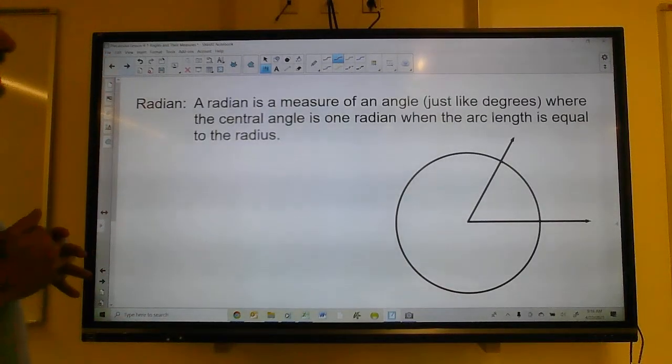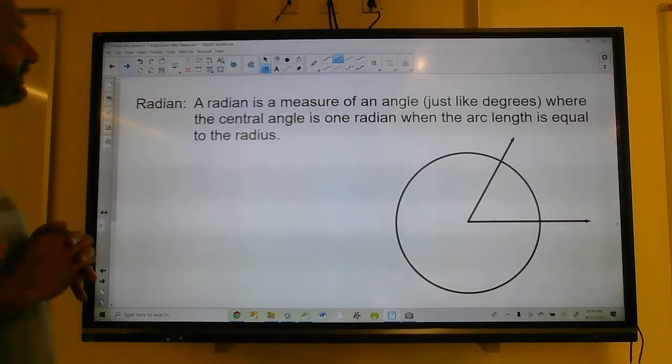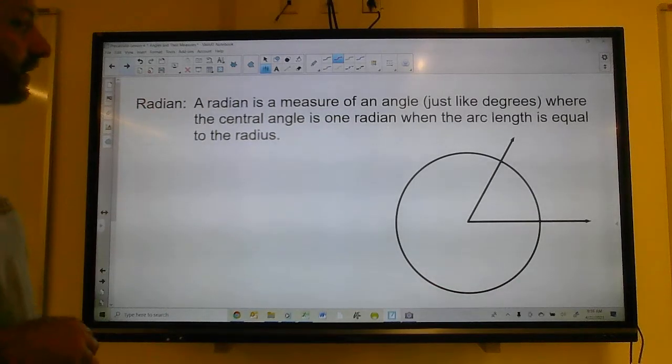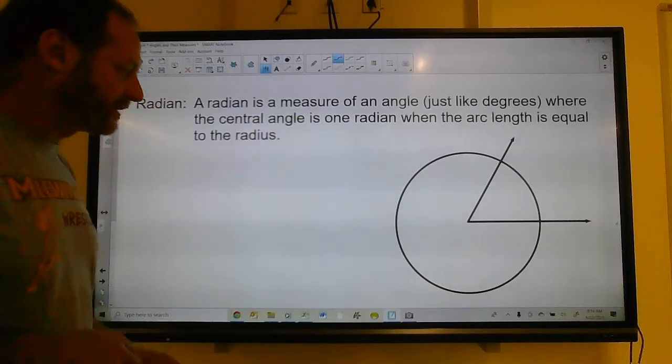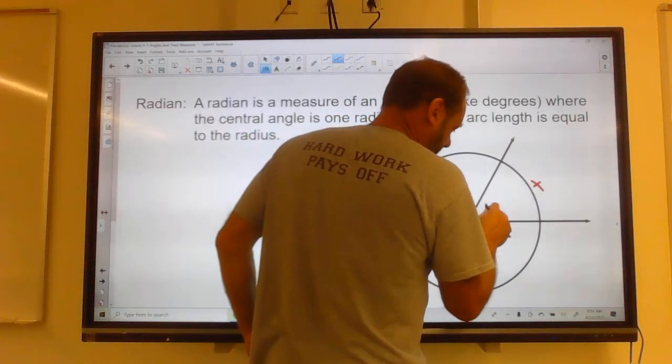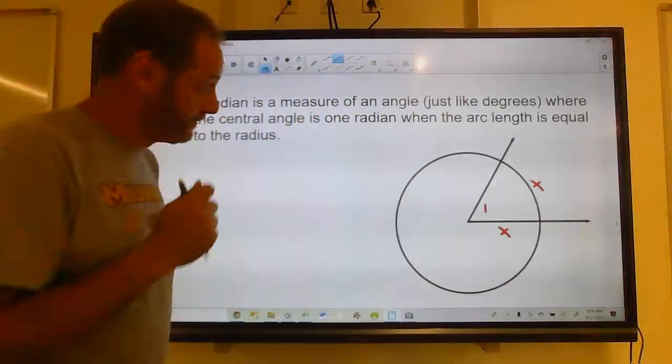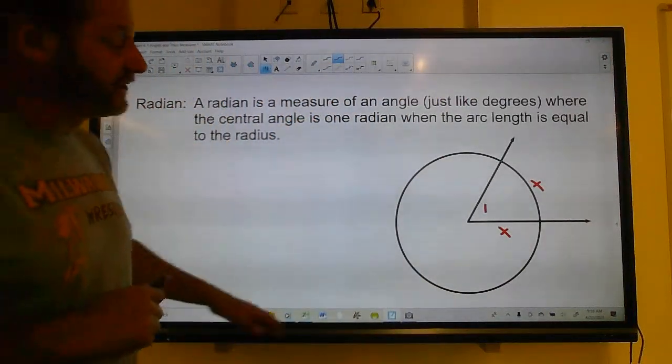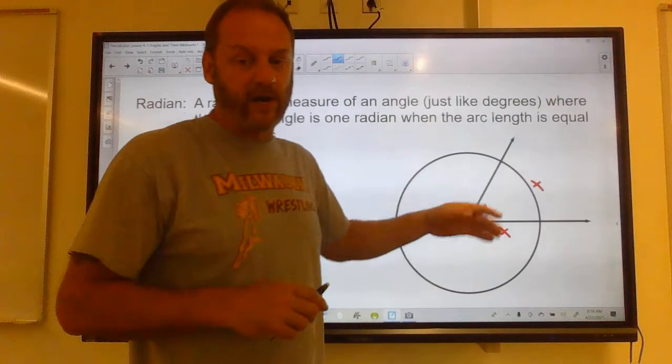Okay, a radian is a measure of an angle just like degrees, where the central angle is 1 radian when the arc length is equal to the radius. So we talked about that a little bit. If this is x and this is x, then this is 1. Okay, and now if you don't see a degree sign there, that means that it's probably in radians.